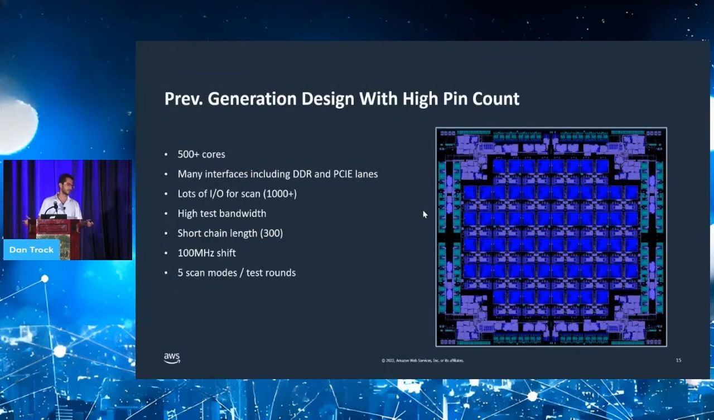So our typical chip would look like this. We have large chips with many cores and also many interfaces. You can see here DDR interfaces on the left and right sides, and PCI Express lanes at the top and the bottom. So we typically have lots of I/O, and this is great for testing. We use those I/O to drive massive amounts of scan data into and out of the chip. But this design is quite old. It's a couple of generations back in time.